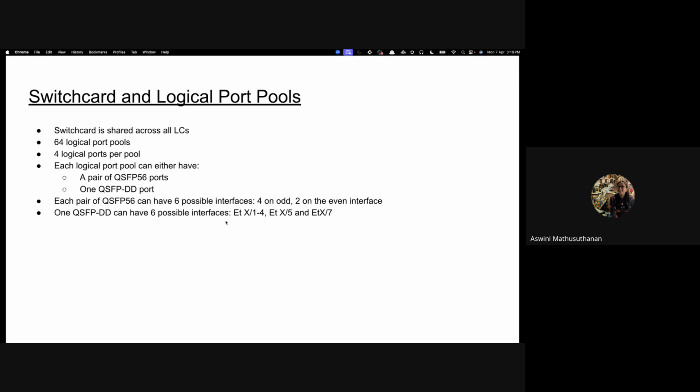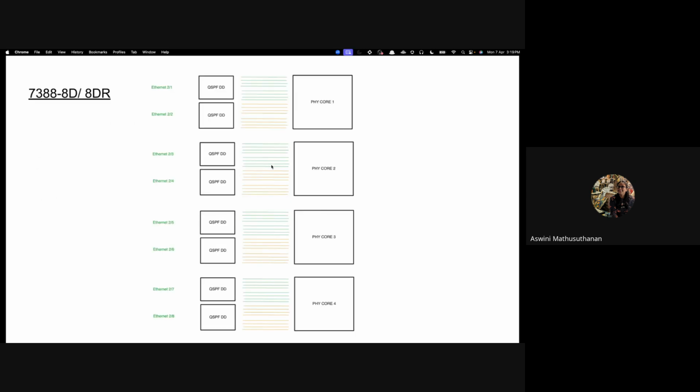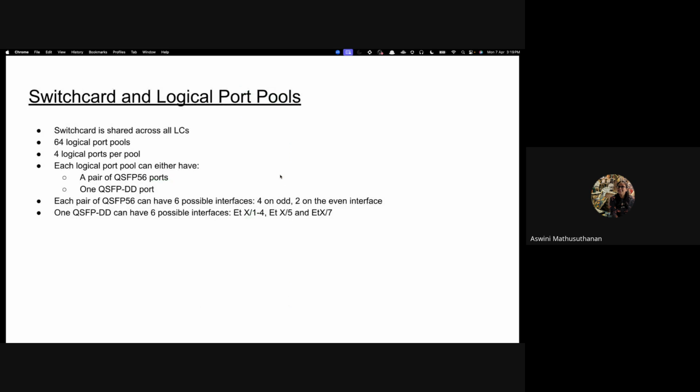And on the QSFP side, it again mentions on the odd side 4 interfaces, and on the even side /5, /7, /5 and /7. 6 and 8 depends on the speed configured on /5 and /7.